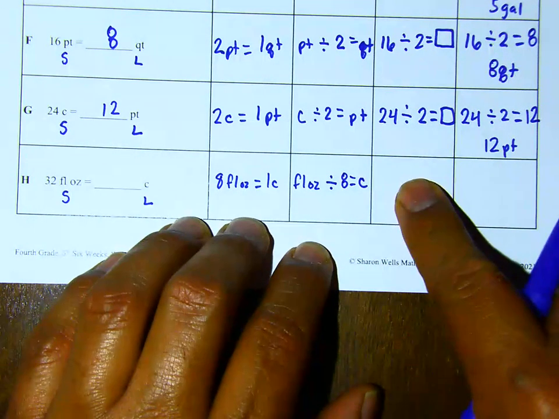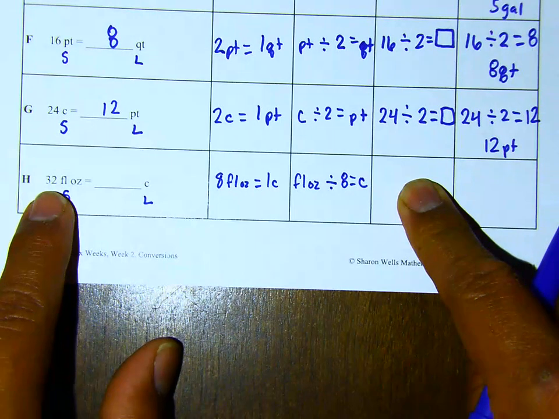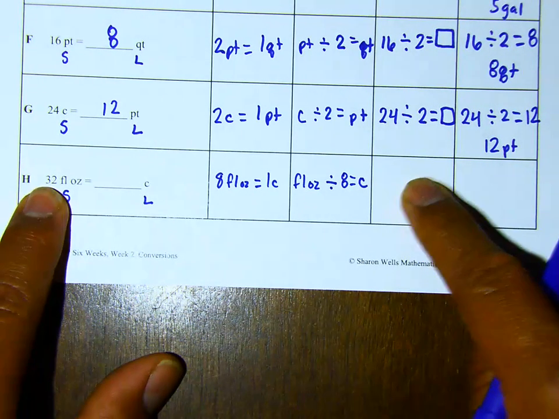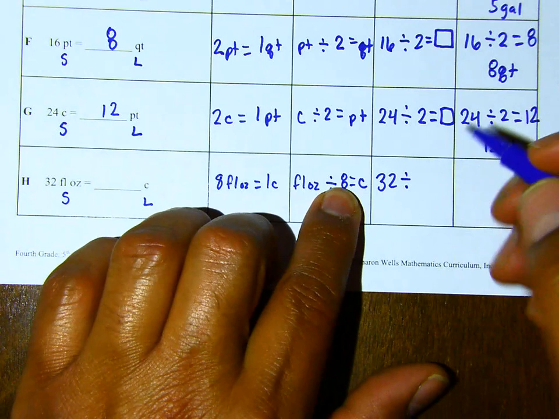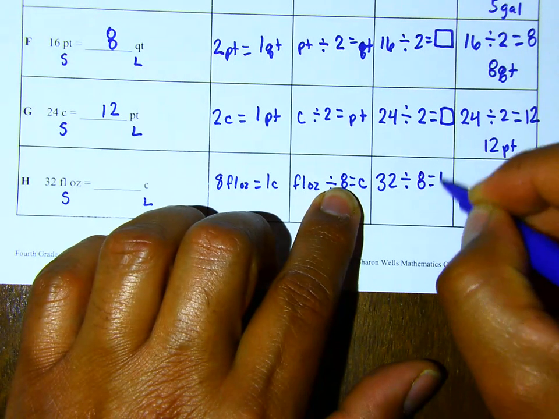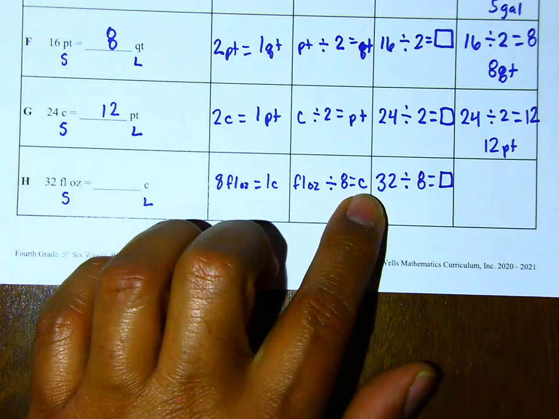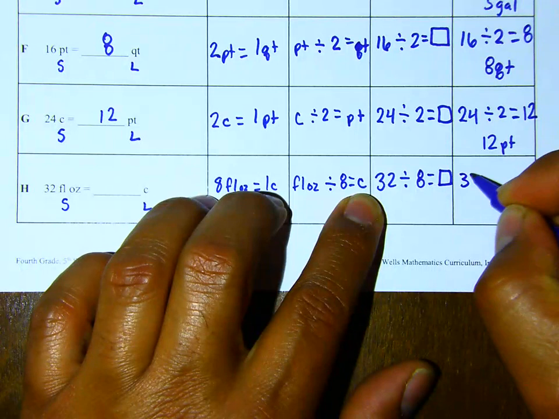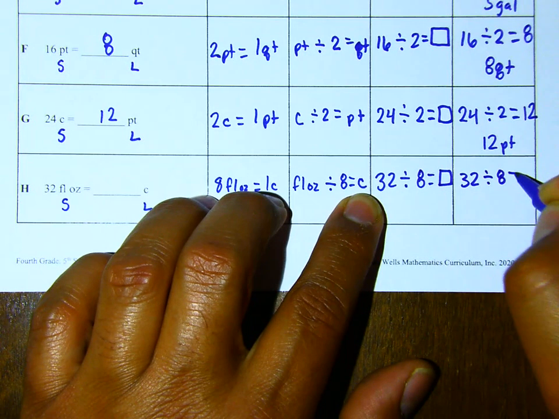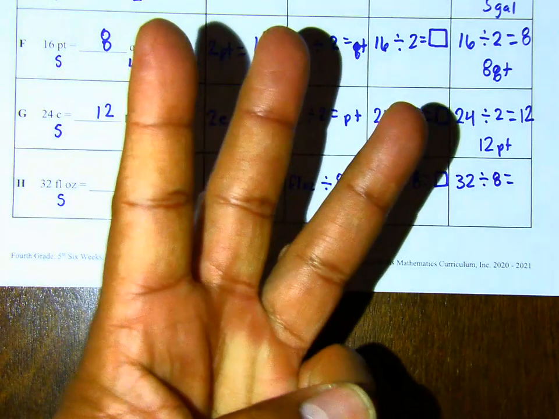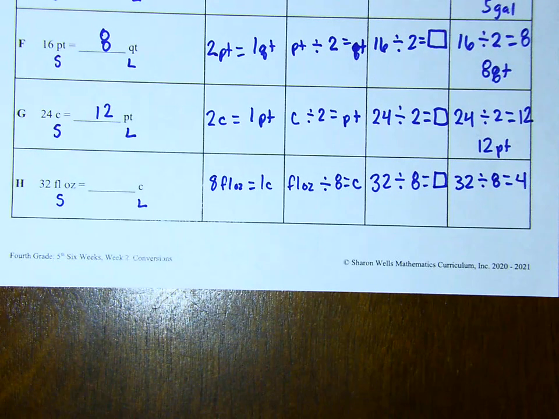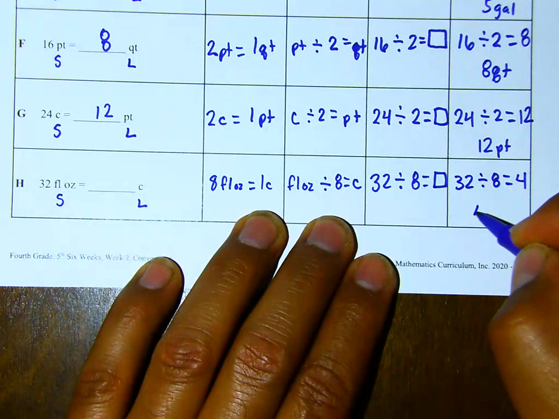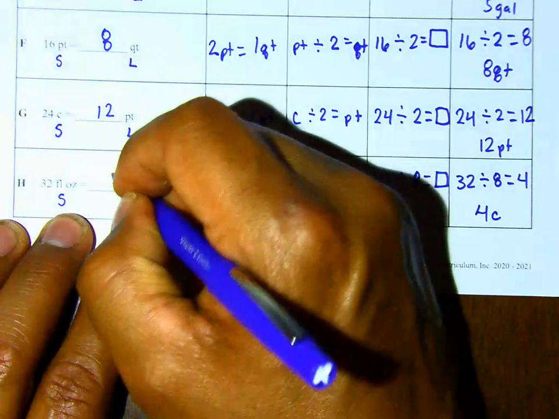So now we make a number sentence. Now we have to put in our numbers. So how many fluid ounces do we have? We have 32. And we're going to divide that by 8. And that's going to give us the number of cups. So 32 divided by 8: 8, 16, 24, 32. That's 4. So that would be 4 cups.